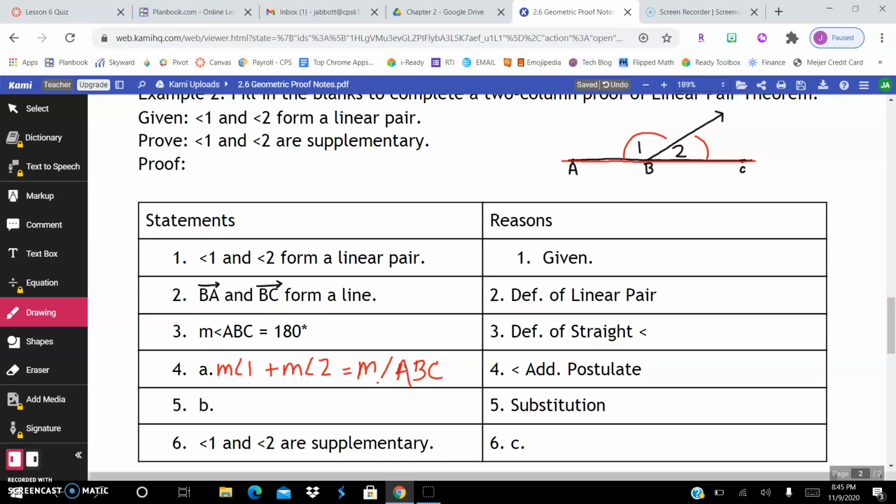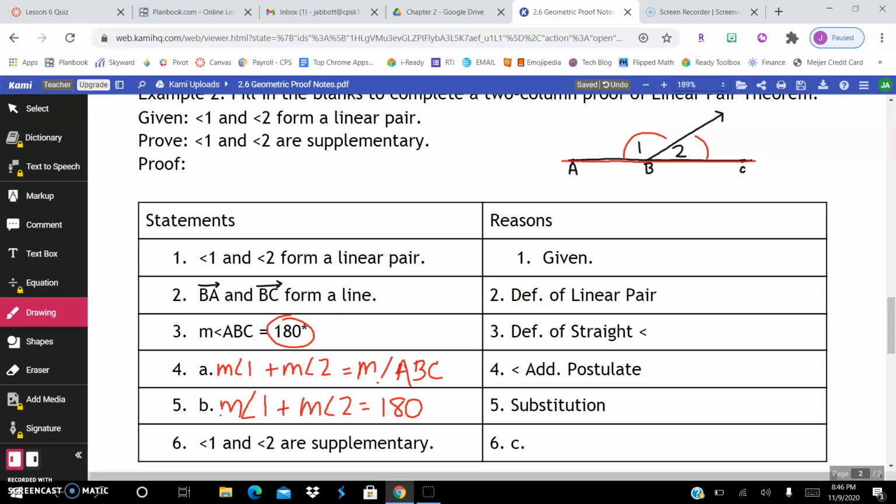And then part B is saying that we have to use substitution. Our reasoning over there is substitution. So we're going to have the same thing, except for now we know that the measure of angle ABC up here they told us is 180. So I can replace that with 180. So that's just substituting that in.